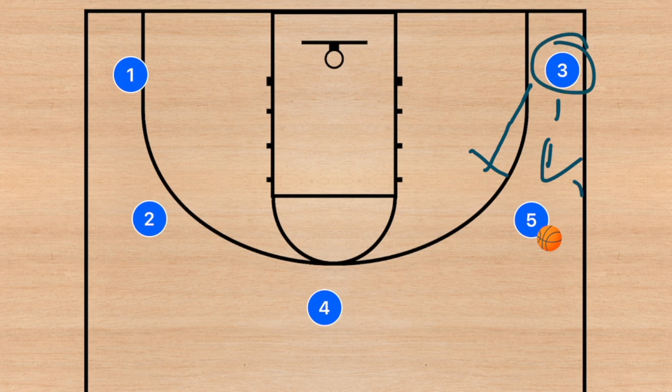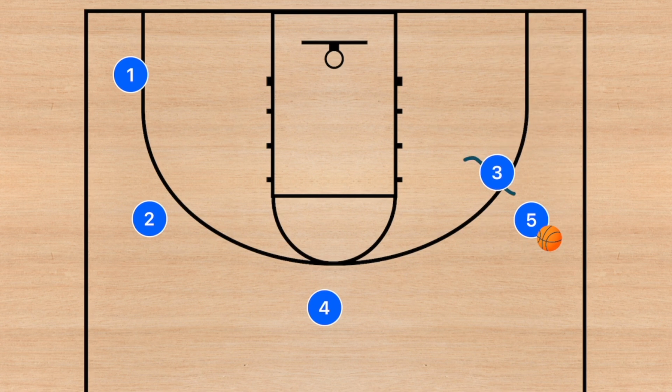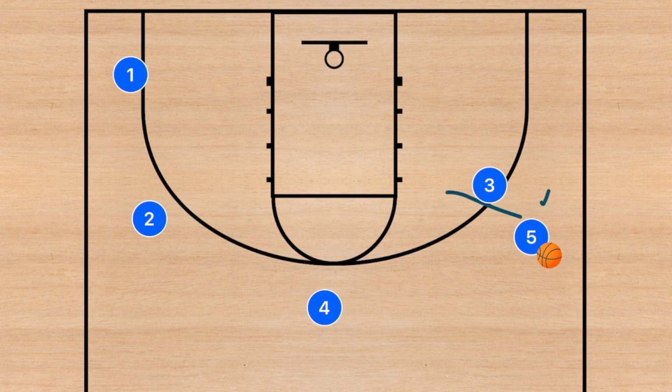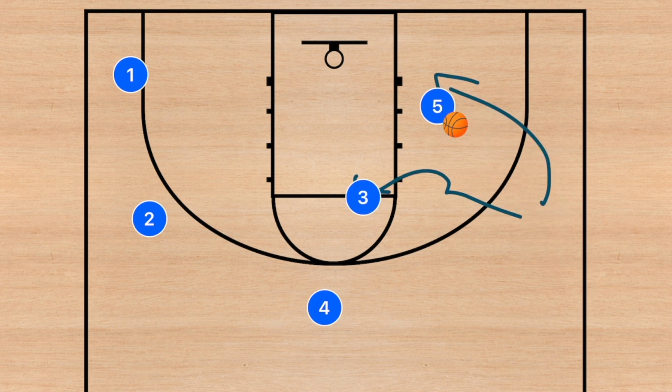Can I create a mismatch between my defender and player 5? If I can, I will set that screen. I will roll. Player 5 can attack or pull it for a 3. This gives a lot of options, especially with a screen to a wing along the baseline, because now he can roll to the high post. Player 5 can attack the basket. If he gets doubled, then he can pass it out to player 3. There's a lot of options.